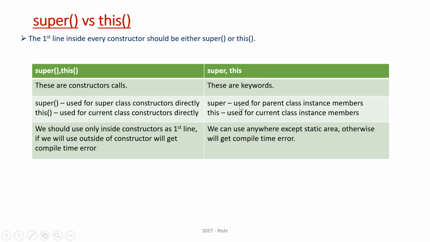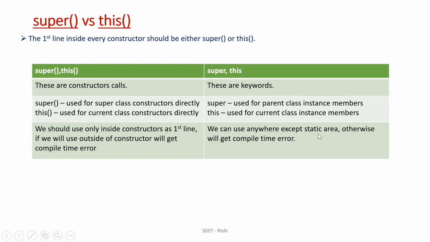And for whatever data members or instance members are available inside the super class, we need to use the super keyword. If I want to use the current class instance members, we definitely need to use the this keyword. It is clearly written here that we should use these only inside constructors as the first line. If we use them outside a constructor, we'll get a compile time error. And the this keyword we can use anywhere except a static area.